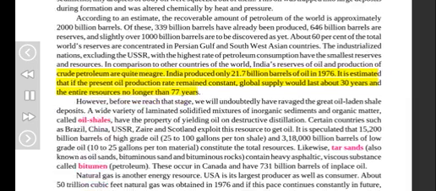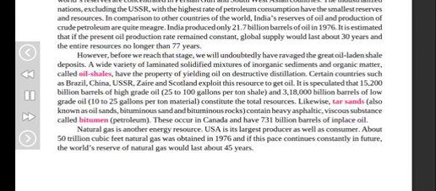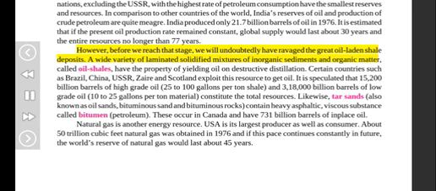It is estimated that if the present oil production rate remained constant, global supply would last about 30 years and the entire resources no longer than 77 years. However, before we reach that stage, we will undoubtedly have ravaged the great oil-laden shale deposits. A wide variety of laminated solidified mixtures of inorganic sediments and organic matter, called oil shales, have the property of yielding oil on destructive distillation. Certain countries such as Brazil, China, USSR, Zaire and Scotland exploit this resource to get oil.